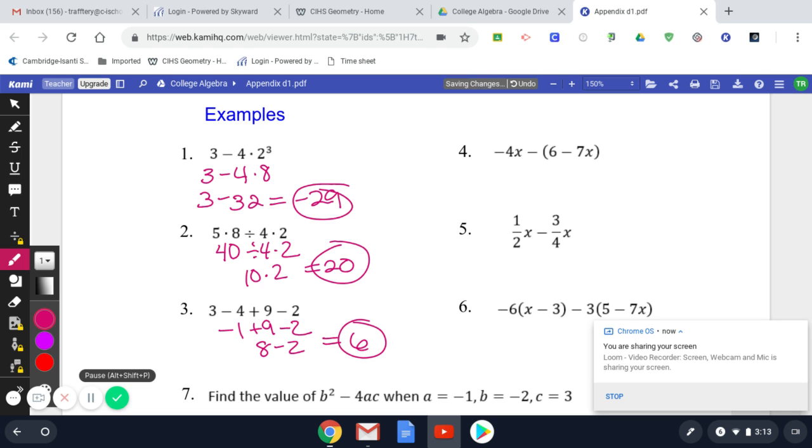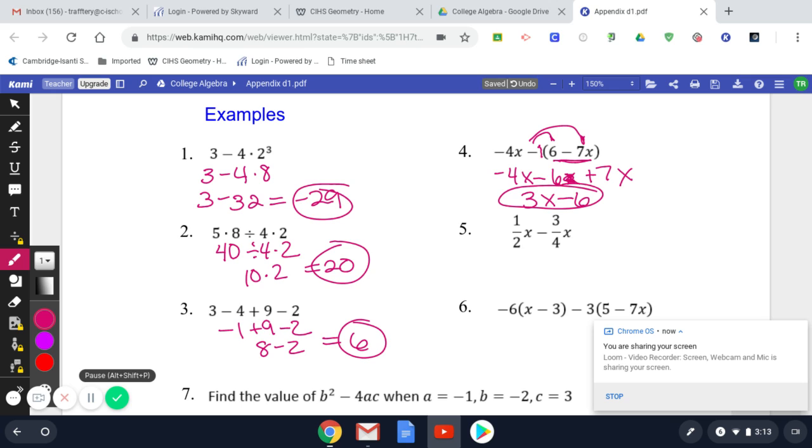Number 4, as we look at this, we can look inside these parentheses here, and we can see we can't combine those. So we'll distribute the negative across. Anytime there's nothing there, think of it as like a -1. So I have -4x minus 6, plus 7x. So here I have 3x minus 6 would be my simplified form.